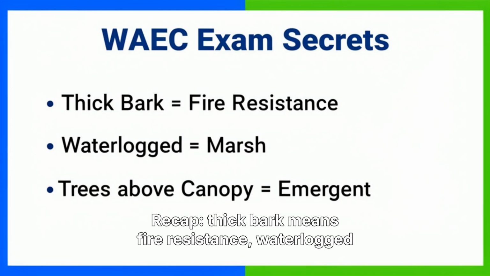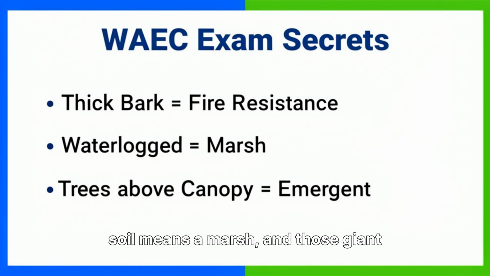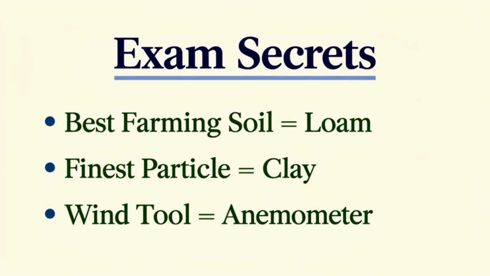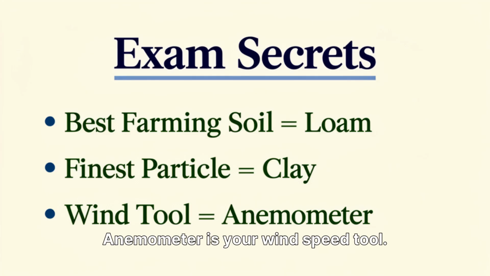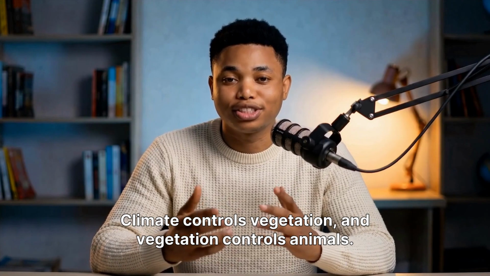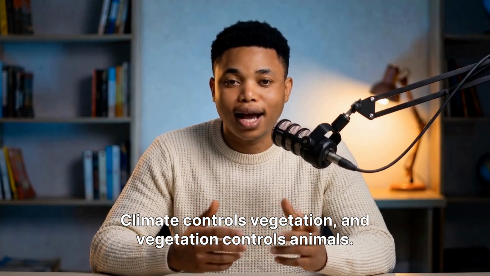Recap: thick bark means fire resistance, waterlogged soil means a marsh, and those giant trees are emergents. Don't forget them. For farming, loam is king, clay is the smallest particle, and the anemometer is your wind speed tool. Study these well. Climate controls vegetation and vegetation controls animals.